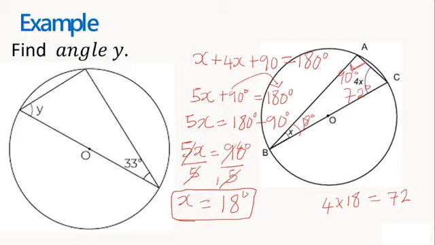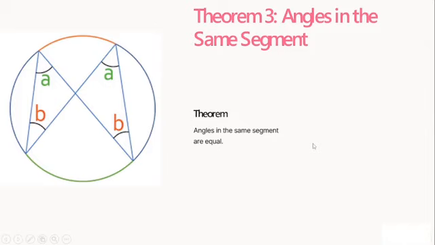We move on. Okay, so let us go to theorem 3. Now this theorem 3, we are looking at angles in the same segment. So this property states that angles in the same segment are equal. So how are we forming these same segments?